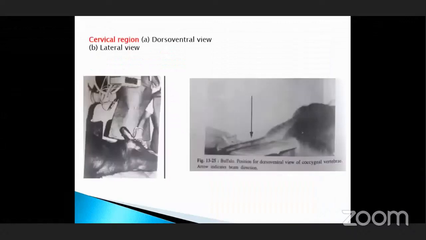Next is the cervical region. In the cervical region, we can have lateral view as well as the dorsoventral view. And for the radiography of the coccygeal vertebrae, we normally take only the dorsoventral view.